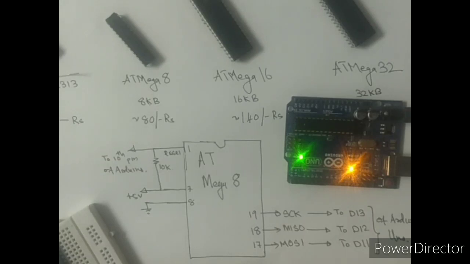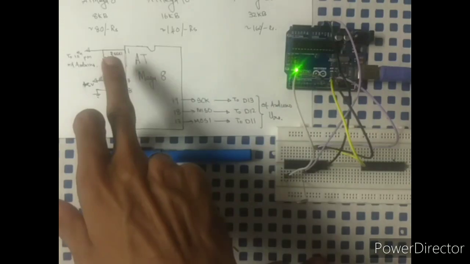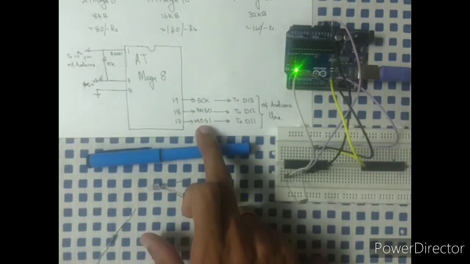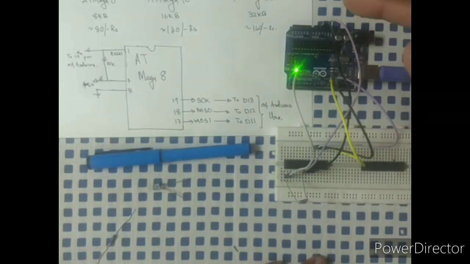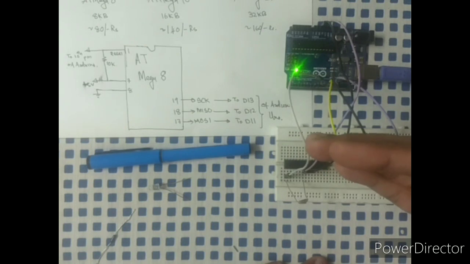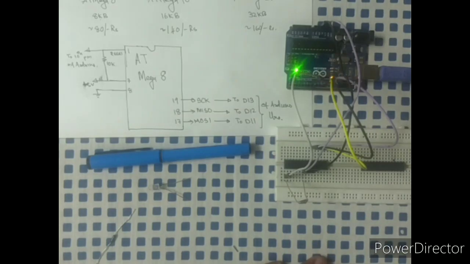I will make the connection first so that you can refer to the scheme. Connections I have made as per the scheme. So the reset, SCK, MISO, MOSI and the power supply and the ground. So total 6 wires have been connected between the Arduino as well as the Atmega 8, and a 10 kilo ohm reset resistor. So this is how the connectorization we have to do. So now we will go for burning the bootloader.